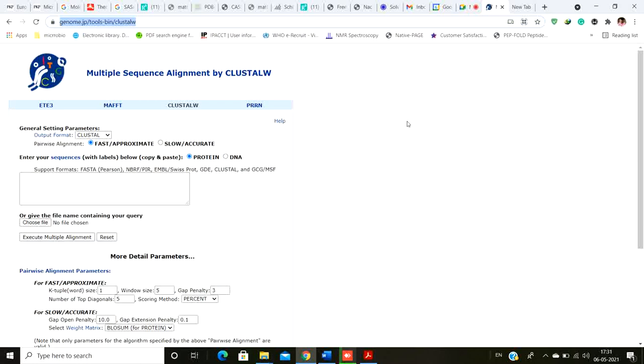The process it uses to do this is shown in detail in a paper which discusses ClustalW. So you can simply cite in your paper that you used ClustalW. Okay, let's start with this particular thing.